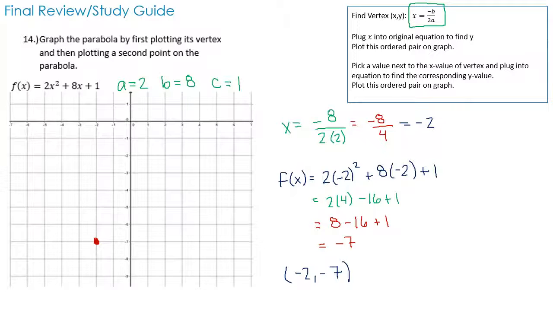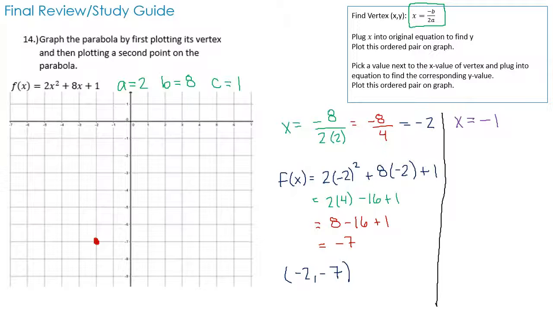So now what we need to do is pick a value next to the x value of our vertex and plug it into the equation to find the corresponding y value. So we have x is at negative 2. We could either do one to the right or to the left, because remember we're going to have a parabola, so whatever we do on one side we're going to have to mirror it on the other. So let's go ahead and just do one to the right. So let's plug in when x is negative 1, and let's see what our y value is.